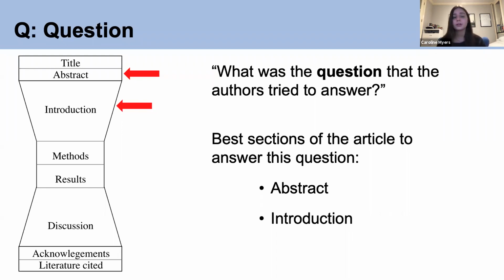The best sections of the article to answer this question are generally the abstract and the introduction. Sometimes a little bit in the discussion, authors will revisit their initial question, but generally I would say the introduction is one of the places that I tend to look when I'm answering this question.